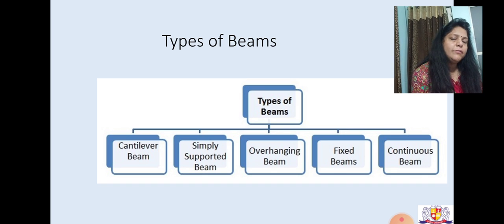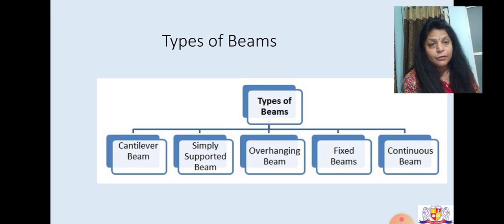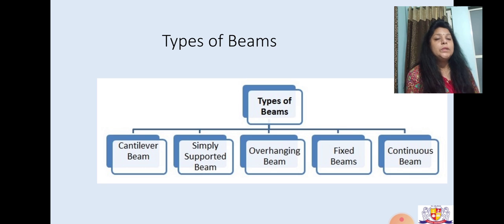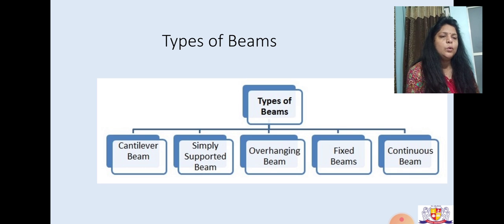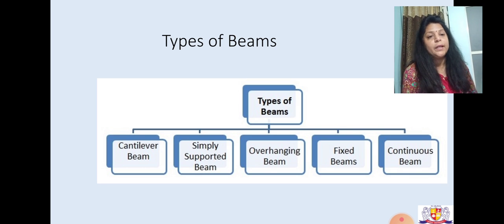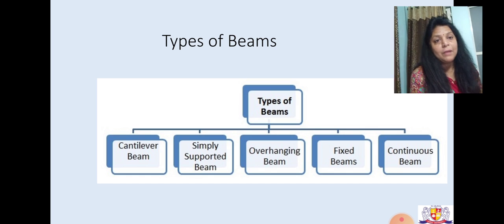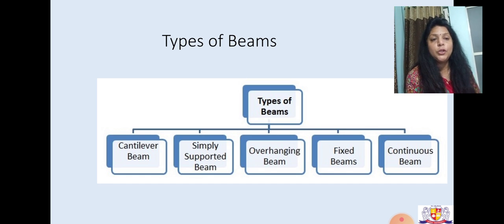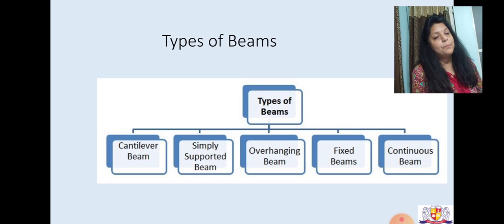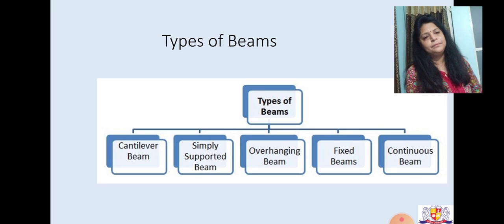The first classification of the beam is the cantilever beam. Second classification of beam is a simply supported beam. Third classification of the beam is the overhanging beam, which is again classified into right side overhang and left side overhang. Then there is a fixed beam and a continuous beam. And one more beam I forgot to mention over here is a propped cantilever, right?